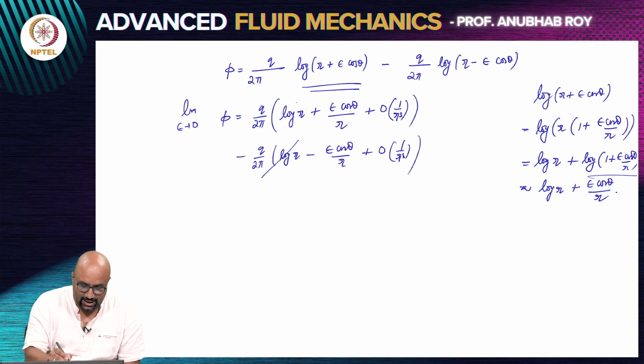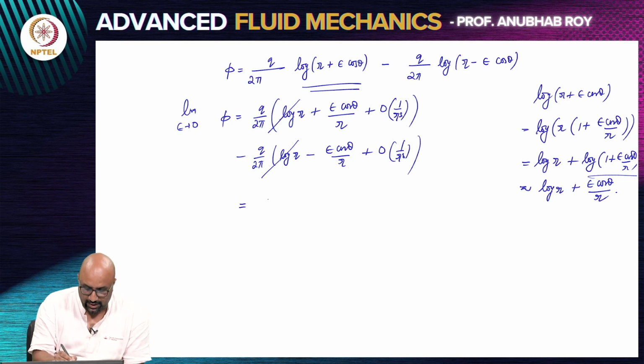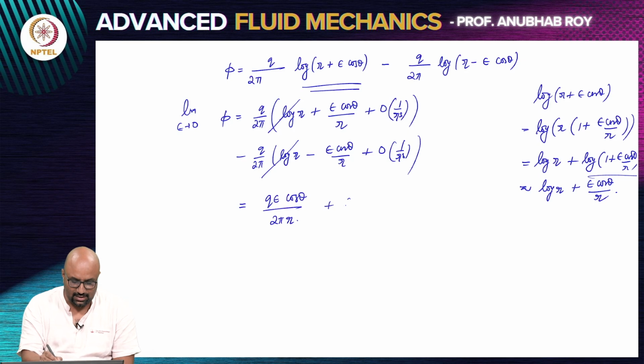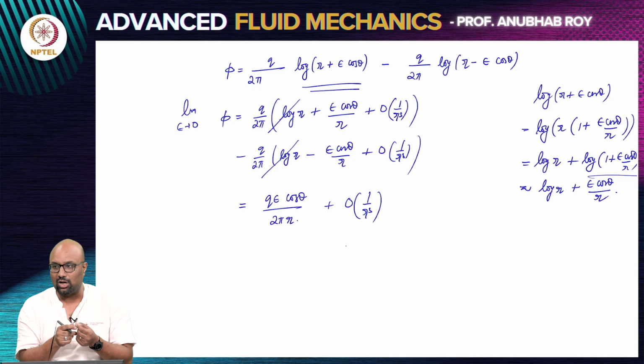So, you can see clearly the leading order contribution is cancelling out, q log r by 2 pi. What you are left with is q epsilon cosine theta by 2 pi r, and then there is a term that is order 1 over r cube. So, when you are bringing the source and sink very close to each other, if the strength of the source and sink was maintained fixed, eventually they are going to cancel each other. It is like bringing a positive charge and a negative charge, and once you put one on top of the other, then effectively it just annihilates each other.